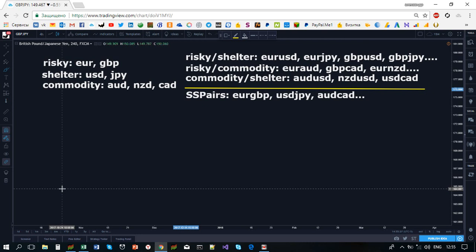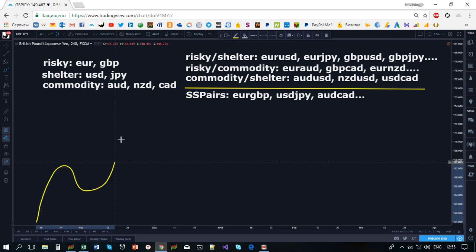So what is the typical movement on the 1 hour time frame on Euro Dollar, Euro Yen, Pound Dollar, Pound Yen, on risky shelter pairs? It is this. We have a swing high to swing low, this to this.